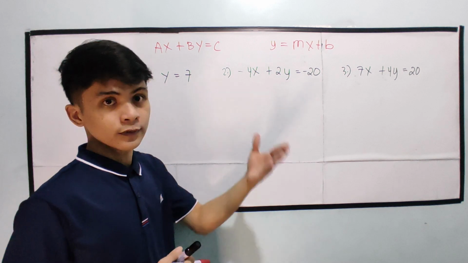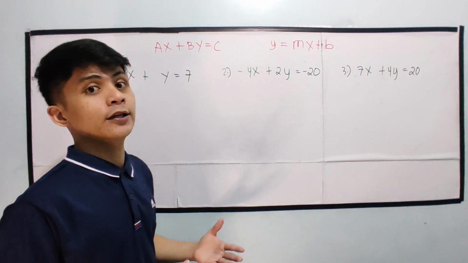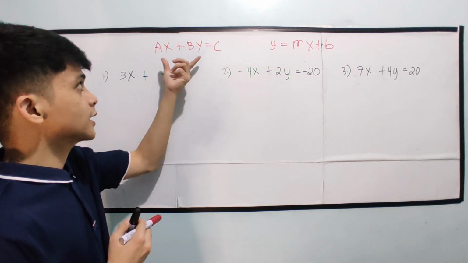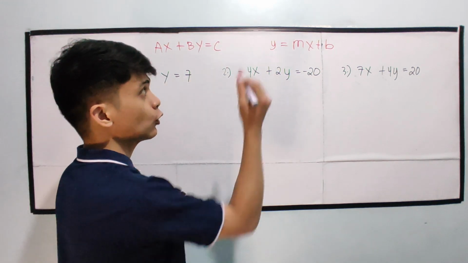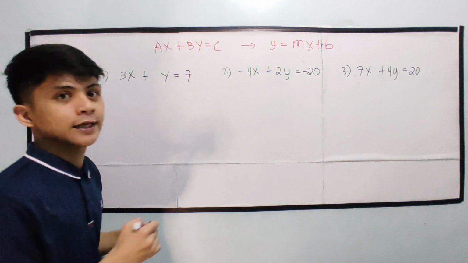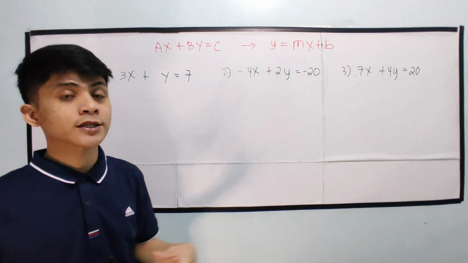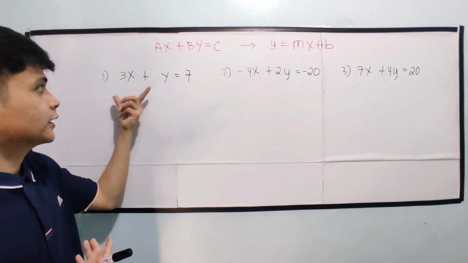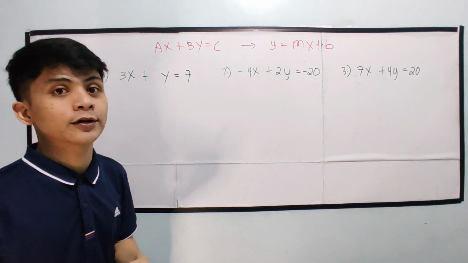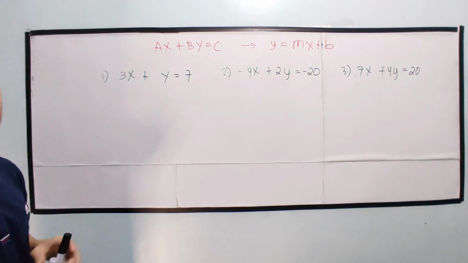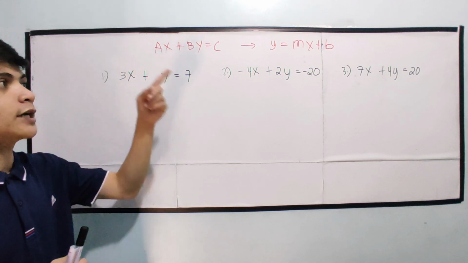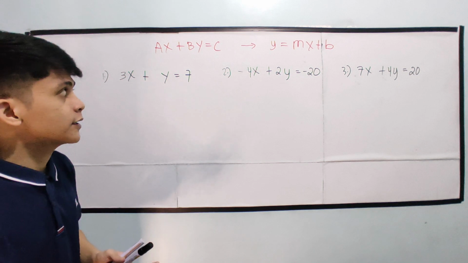So later on, ma-discuss natin yan. So dito muna tayo sa writing linear equation from standard form to slope-intercept form. Okay? So yung mga equation na to, ita-transform natin into slope-intercept form. So makikita nyo naka-standard form yung mga equation na to. So for example, number 1, 3x plus y is equal to 7. So transform natin siya into slope-intercept form.